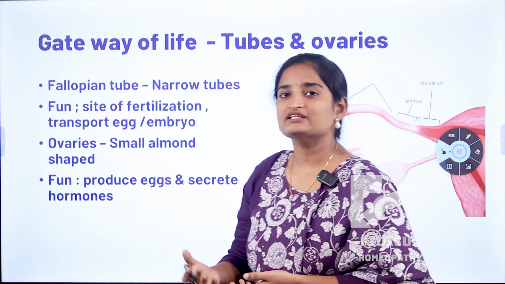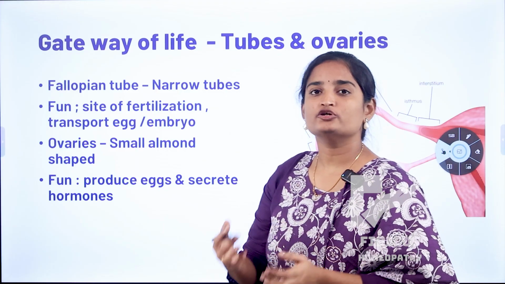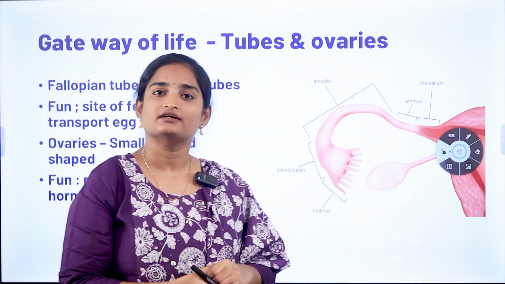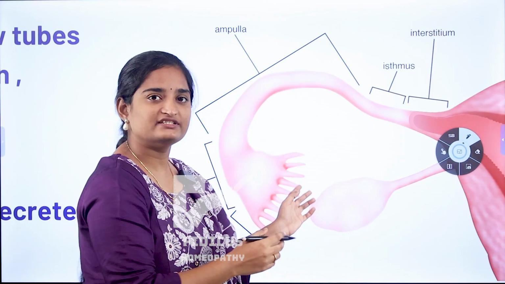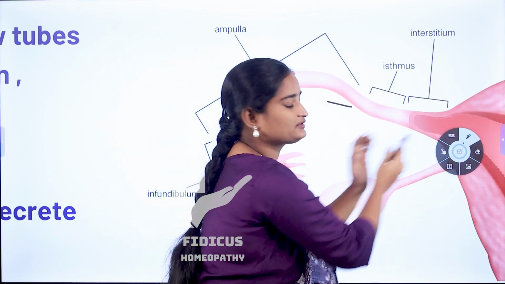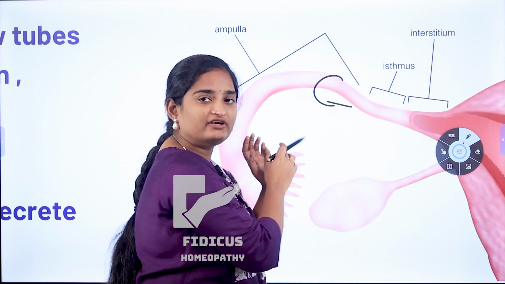It mainly helps in fertilization. The fallopian tube has small cilia-like structures. This helps in the movement of the egg and also facilitates fertilization. This is the fallopian tube. This tube is the connection between the ovaries and the uterus. This is the site where exact fertilization takes place.